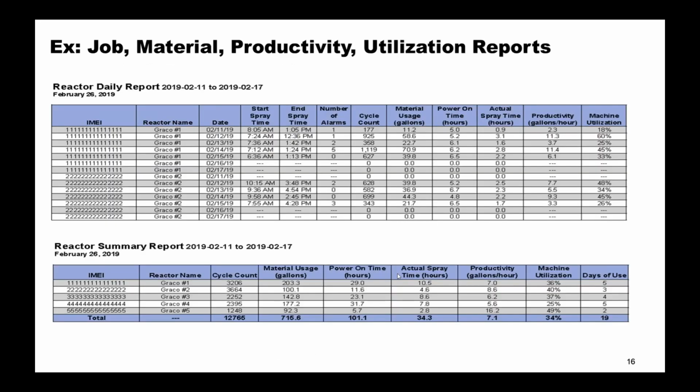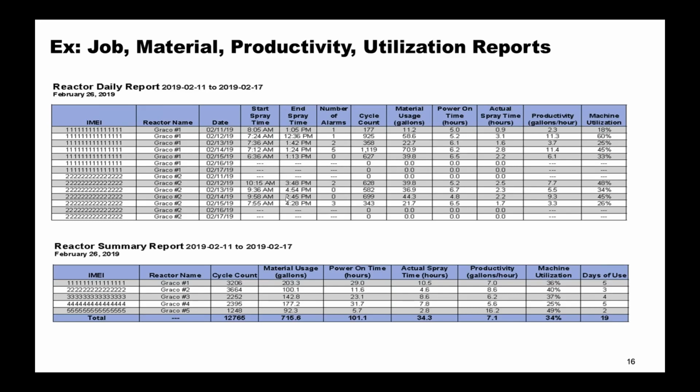A couple of the reports we have for analyzing the reactor by job: you can look at the daily report. You can run this report for multiple days. For example, I ran this for a week, February 11th through February 17th. Over that time period it gives you reactor number 1 and reactor number 2, just as an example where you have 2 reactors in your fleet. By day, it tells you what that reactor did. You can see on the 11th we started at 8 o'clock, on the 12th at 7:30, and so forth. So you basically see a summary by day: start time and end time, alarms, material used, how many hours of spray time, how productive you were, and what the machine utilization was.